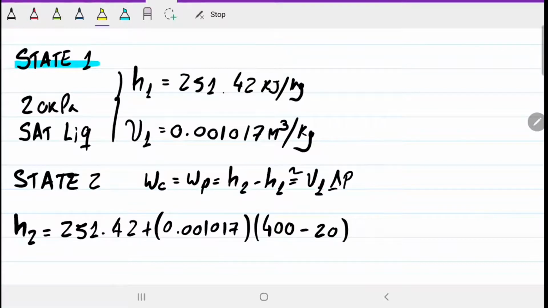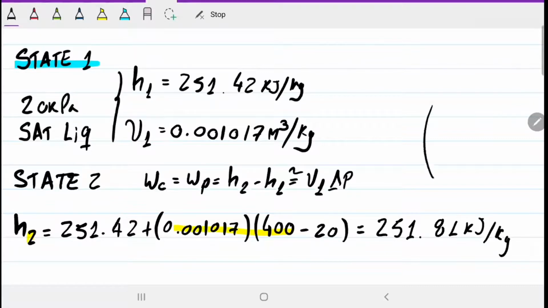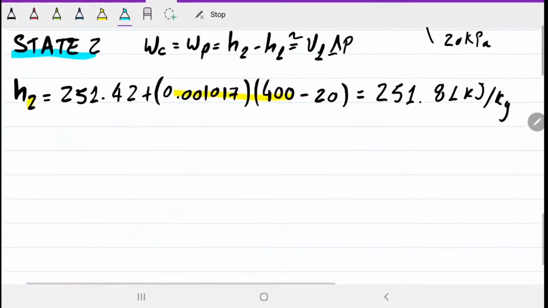Note this is tiny, right? This multiplication here is tiny. So we would expect H2 to be very close to H1. And what I got is, indeed, 251.81. So it's just a decimal increase from 1 to 2, because we're not doing that big a boost in pressure like before, right? We're just going from 20 kilopascals up to 400 kilopascals. It's not that big of a boost as on the next pump, where we're going to go all the way up to 6 megapascals. Okay, so that's state 2. That's done. It's easy as that. Can move on to the next state.